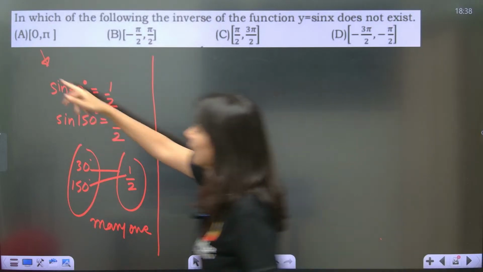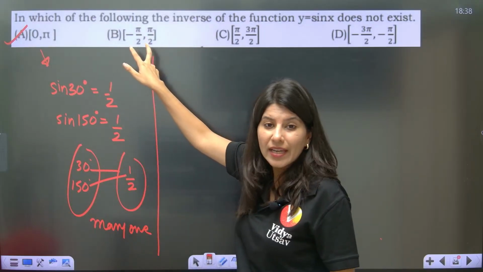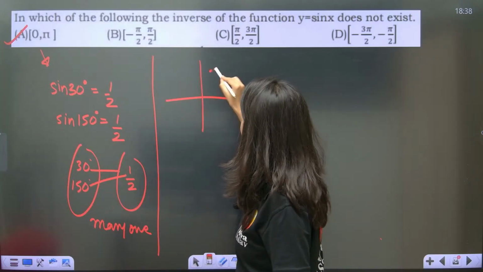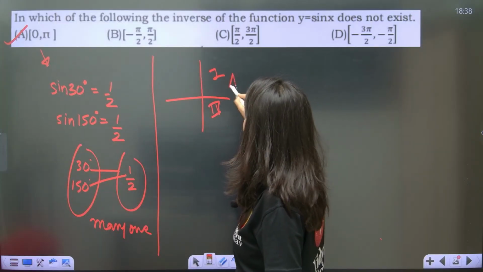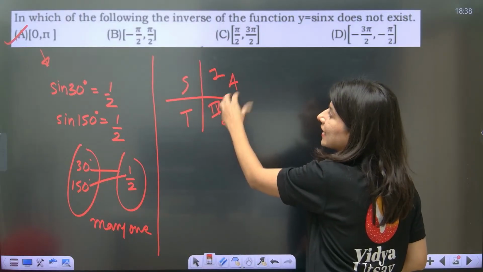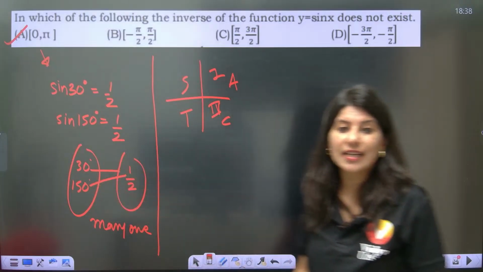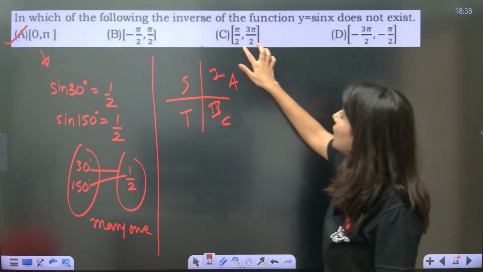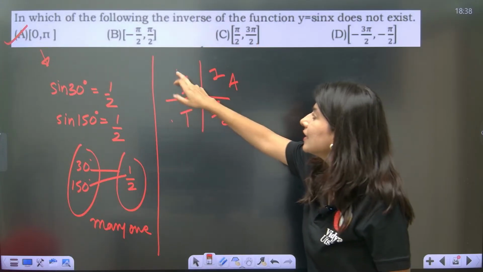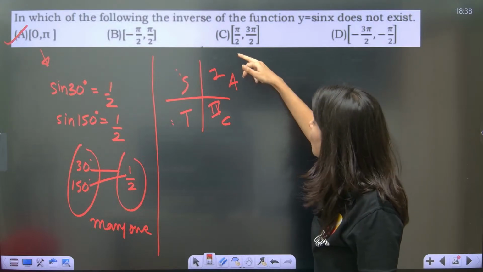So here the inverse function does not exist. Here it will exist. Why? Because this is the fourth and first quadrant. Sine of first and fourth quadrant. You know the ASTC rule. So here sign is positive, here sign is negative. So there will not be the case of duplicate values. Same, if I talk about this, it is pi by 2 to 3 pi by 2, so second and third quadrant. Here sign is positive, here sign is negative. That is why the inverse also exists.